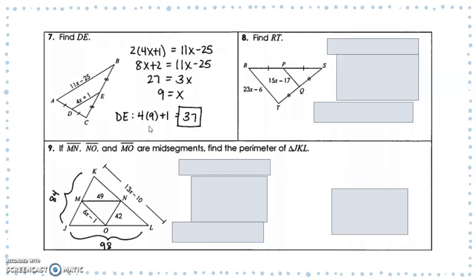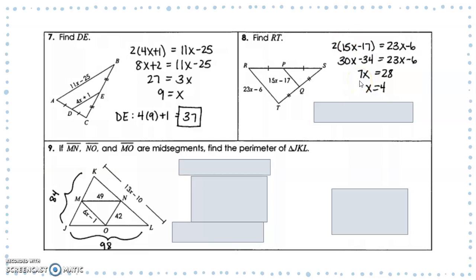Number 8, we're finding the length of RT. So again, that same process, solve for x and plug it back in. I'm going to double my midsegment, so double 15x minus 7, and set that equal to the side length of 23x minus 6. When I solve, I get down to x equals 4, and I'm going to plug 4 in for my expression for RT. So RT is 23x minus 6, so I'm going to do 23 times 4 minus 6 to get 86.